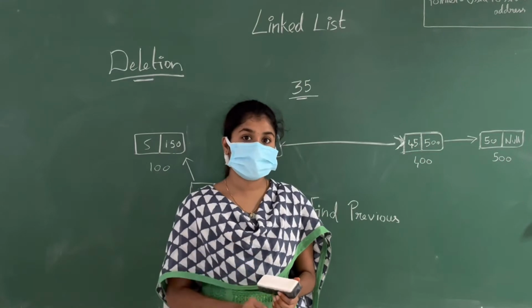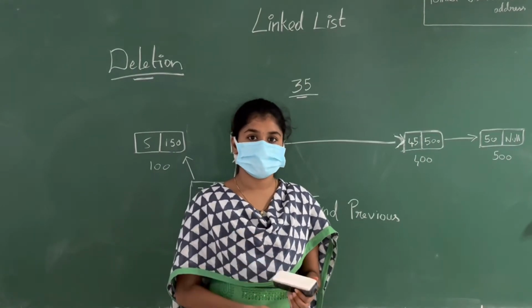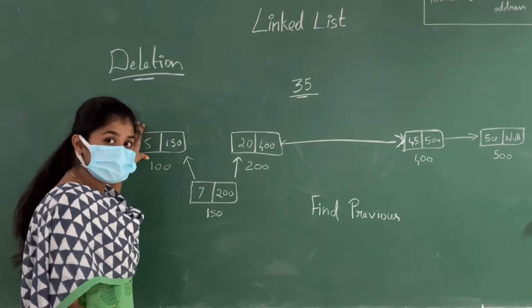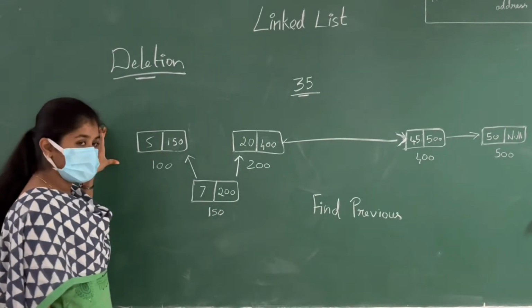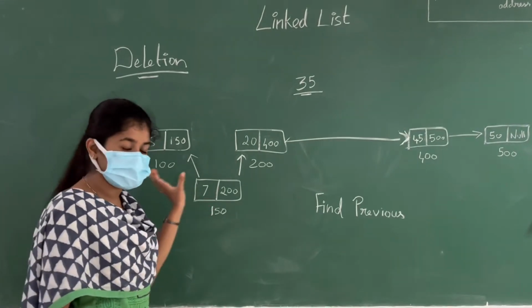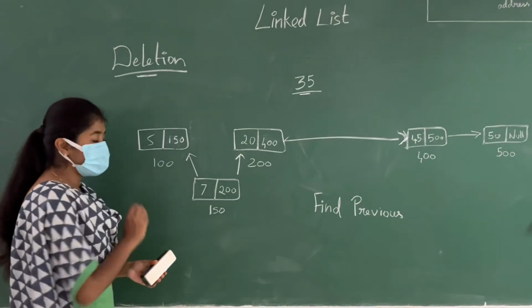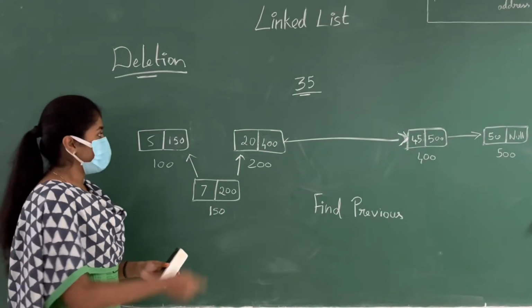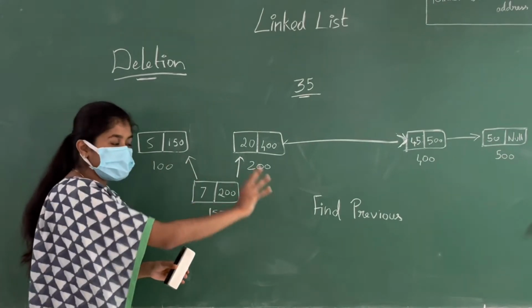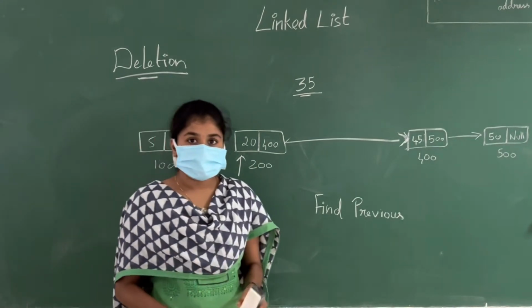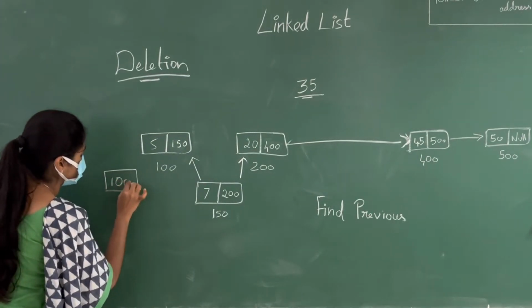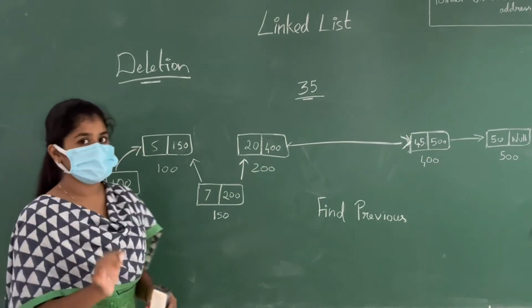There is a special case in both deletion and insertion. If we want to insert an element before the first node, or if we want to delete the element 5, which is the first element in this linked list, it should be done very carefully, because any mistake done here will result in losing the entire linked list. To avoid this situation, we have to use the header to store the address of the first node.